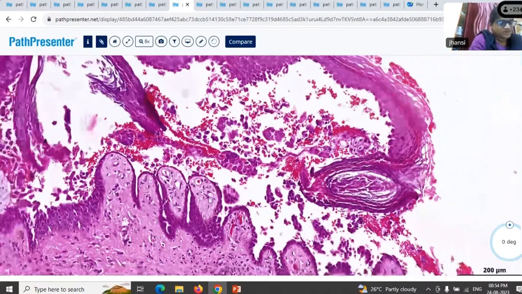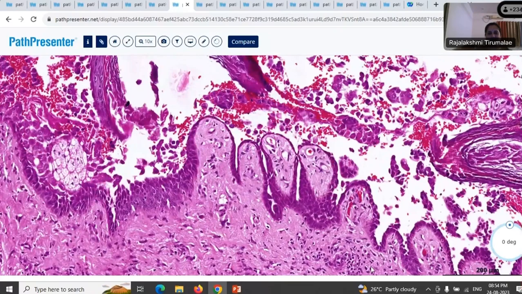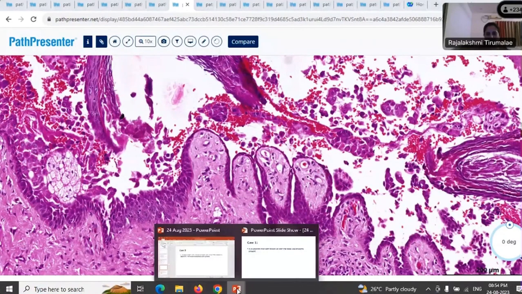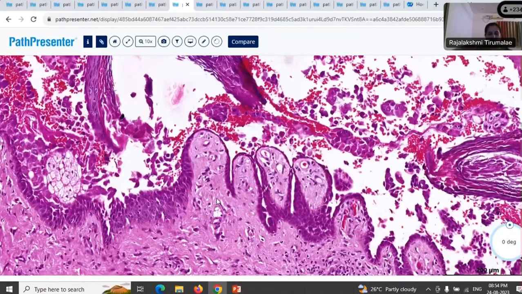What else? Anything else? What are you seeing here? Basal vacuolation? No, this part. You see this? I'm pointing to this. I don't know why I can't get the laser pointer. It's not working. So what is it? Tombstone appearance. So these are the dermal villi which are projecting, which are lined by these keratinocytes. Anything else?